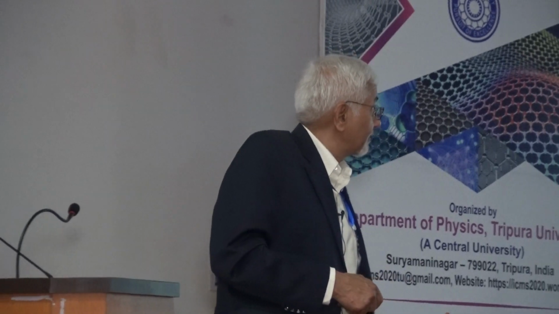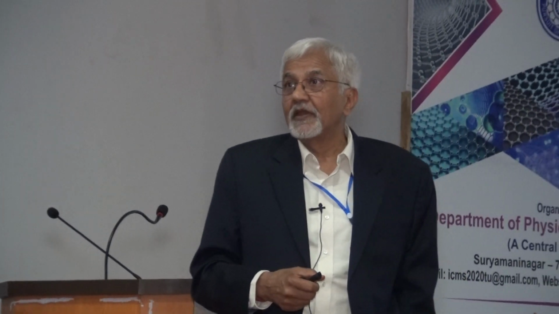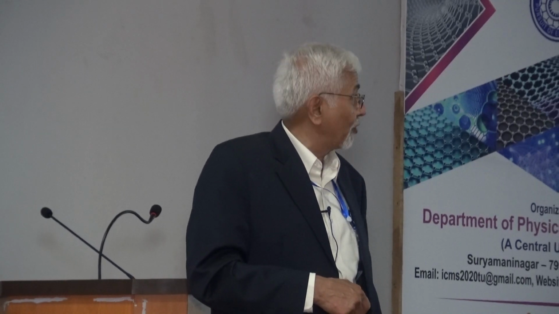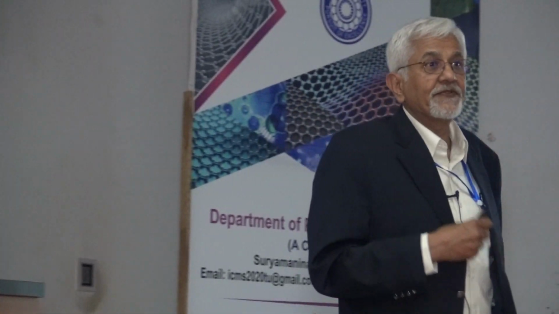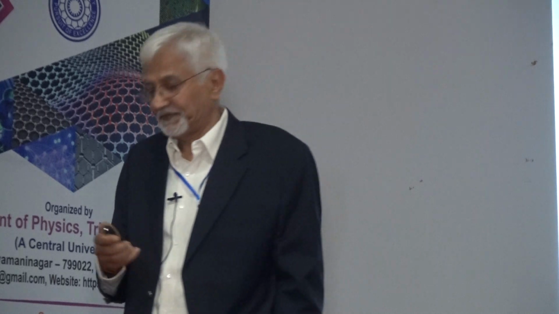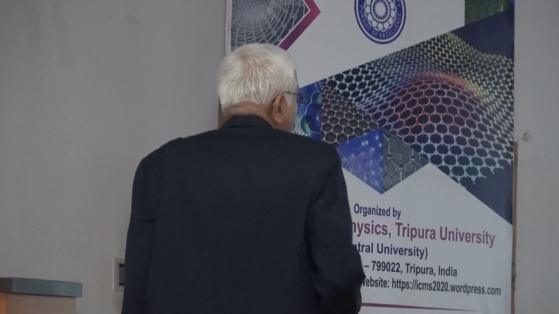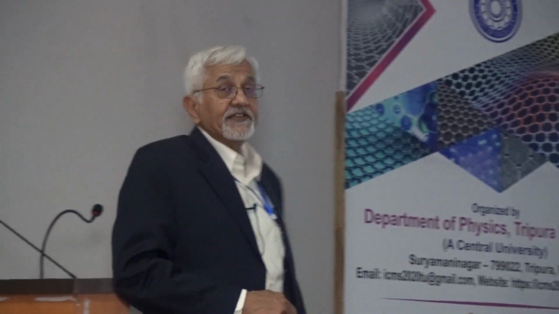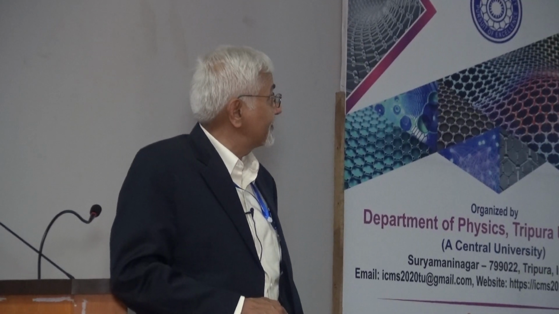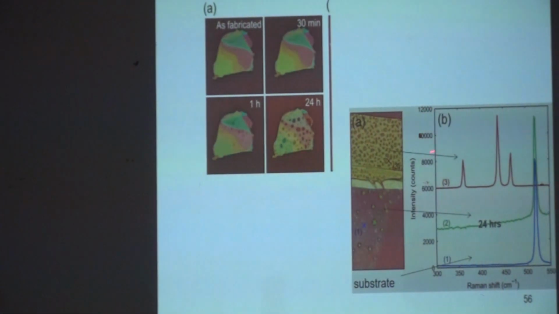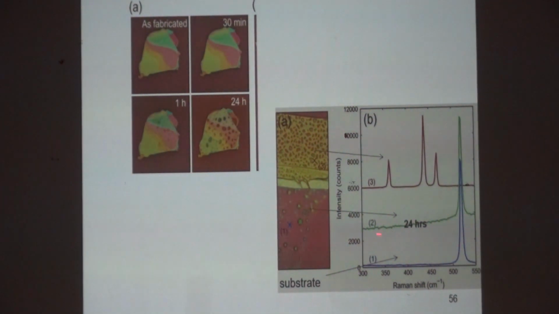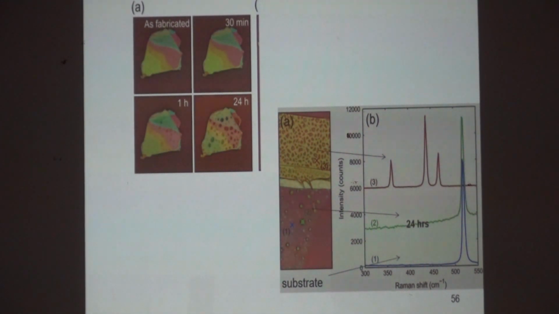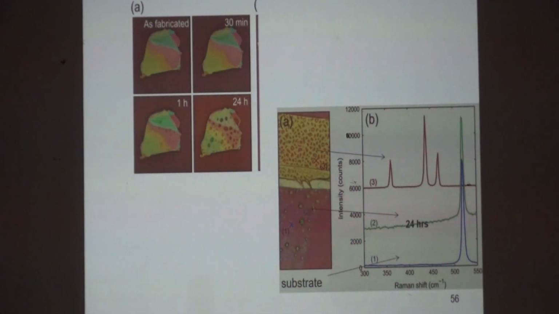So we looked into the literature, and we noticed that experiments have shown an aging effect in phosphorene-based electronic devices. Phosphorene is unstable in air. So here is the experimental work. This is an as-fabricated phosphorene. This is about 30 minutes, 1 hour, and this is 24 hours. If you look at the Raman peaks here, this is the as-fabricated, but within 24 hours these peaks are gone. So in a sense, phosphorene is fragmented in air.